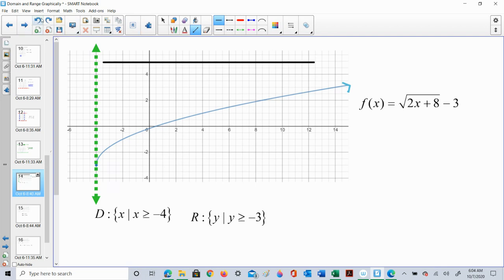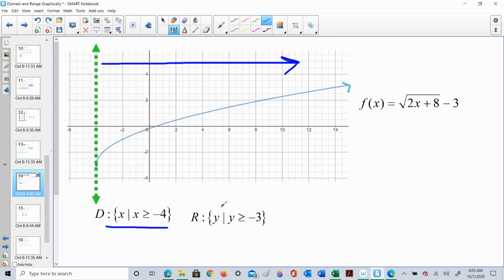Ooh, that was a line. Didn't want that. Wanted my pen. There we go. It goes forever in this direction. So our domain is x such that x is greater than or equal to -4. We had a filled in dot here. Nothing below -4 is part of this graph. Every x value we can have is going to be greater than or equal to -4.